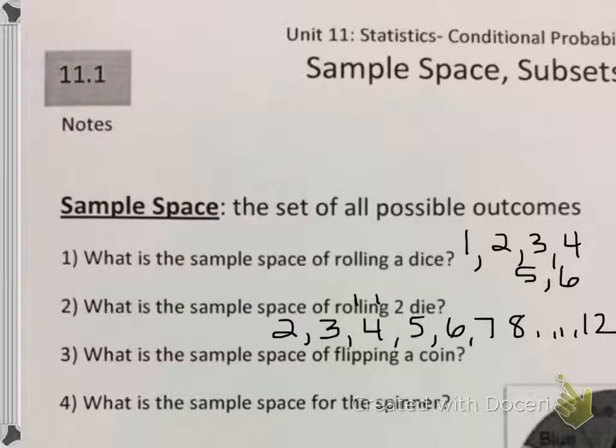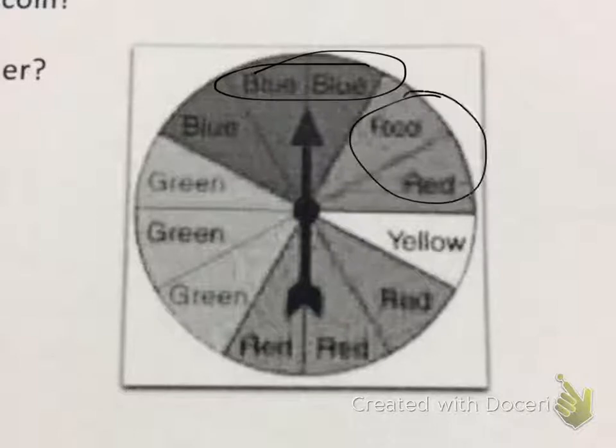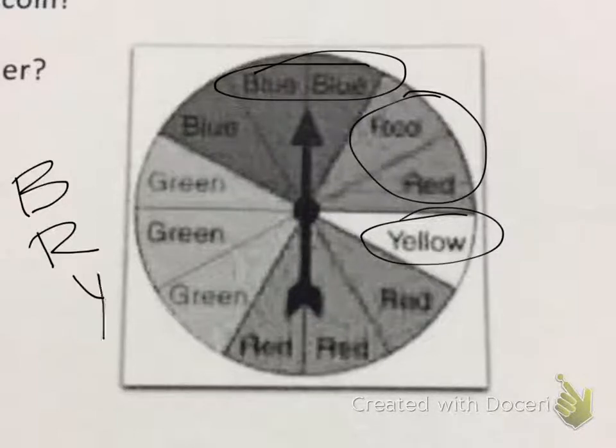What is the sample space of flipping a coin? Well, my only possible outcomes for that would be a head and a tail. What is the sample space for this spinner? Well, the spinner, it didn't copy very well, but you can see that we have blue. You can see that we have red and yellow. So blue, red, yellow, and then green. That would be the sample space of this spinner.